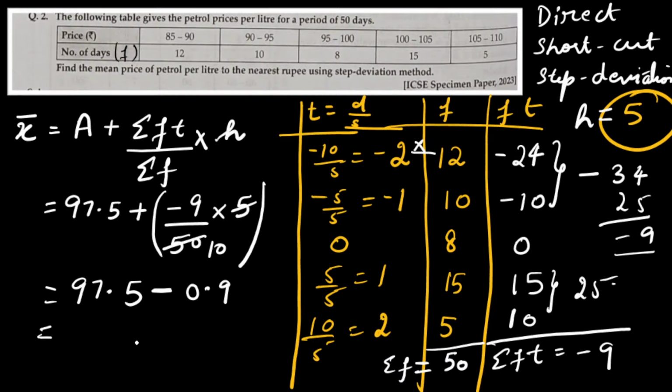So when we do the subtraction, 97.5 minus 0.9. So here this is 15. 15 minus 9 is 6. Here 6 I am left with. So 96.6 is the answer. 96.6 is the mean of the given data or given group of data.